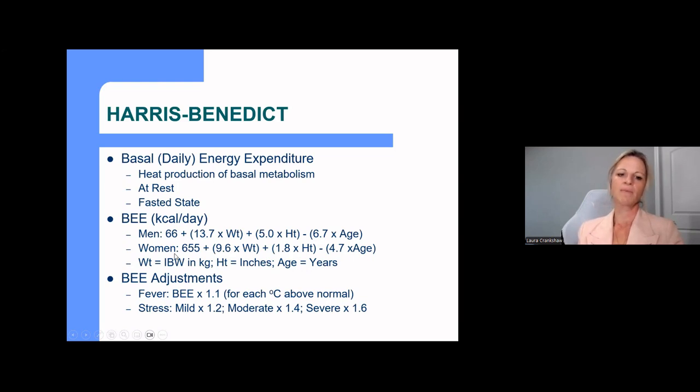Then you're going to make adjustments on the basal metabolic rate, or basal daily energy expenditure, depending on what sort of condition or disease is going on with your patient. If someone is febrile from an illness, they're going to have a higher metabolic need. So for every degree Celsius above normal, you can assume that you're going to multiply their basal expenditure by about 1.1. And for very stressful conditions, surgical, trauma, burns, based on whether you categorize that as mild, moderate, or severe, you can multiply that accordingly.